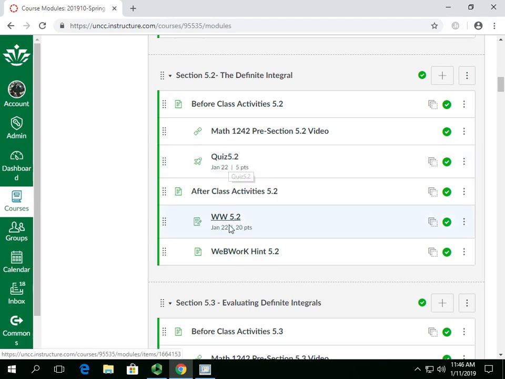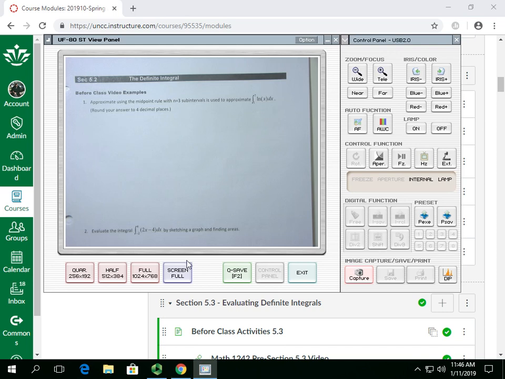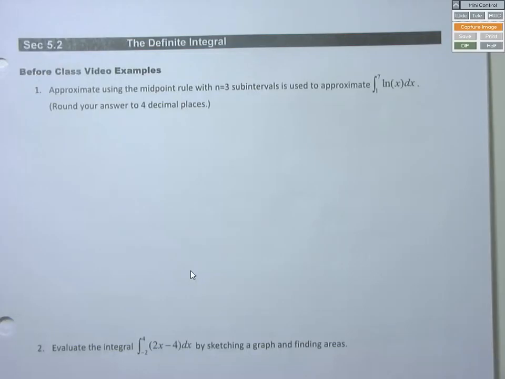And then you're now going to come to class and take notes off of it so you can do your web work. We also gave you a little web work hints on this one. So when you're looking at these notes, I don't do the before class examples because I've already done them on those pre-section videos. But you should have taken notes off those things. If you watched the video, please take notes off of it.